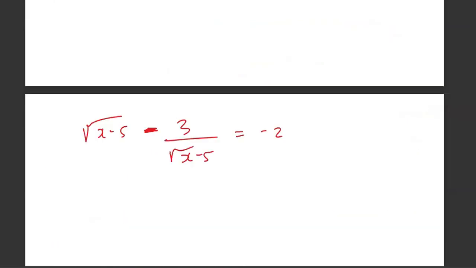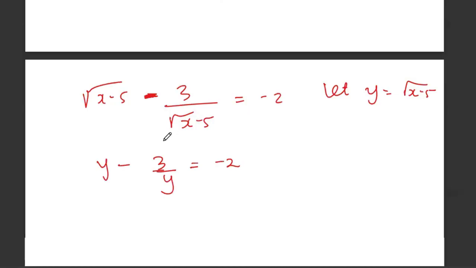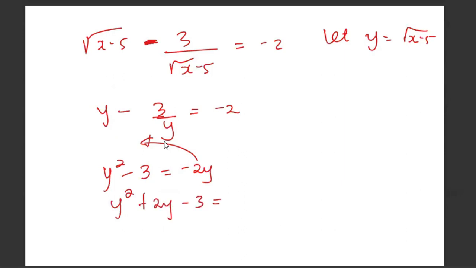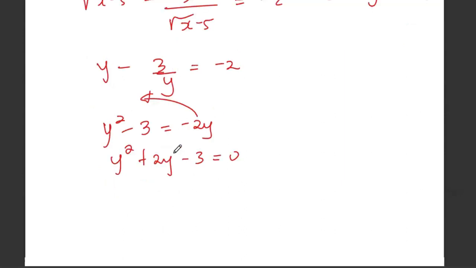So what I'm going to say is let y be equivalent to the square root of x minus 5. So that's going to be y minus 3 over y must give us a negative 2. And then let's multiply through by the y. So that's going to be y squared minus 3 is equal to negative 2y. Let's move this to that side. So it's y squared plus 2y minus 3 is 0. And then we factor this out. So it's y plus 3, y minus 1.